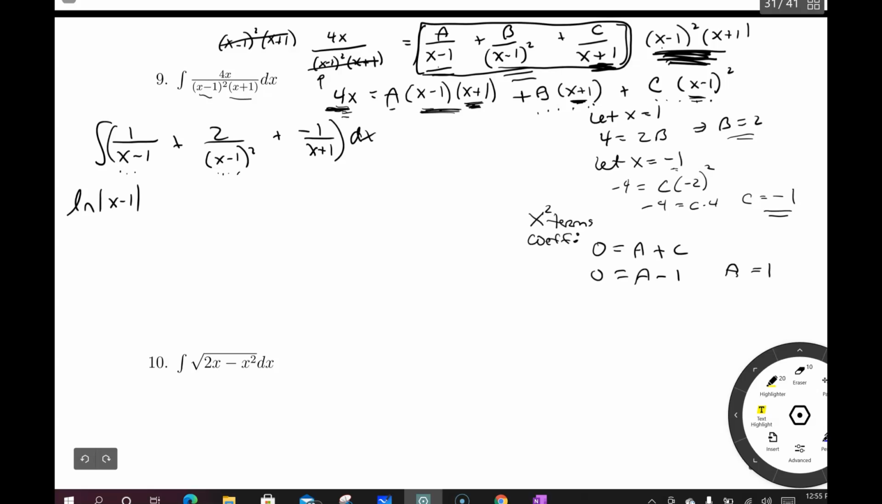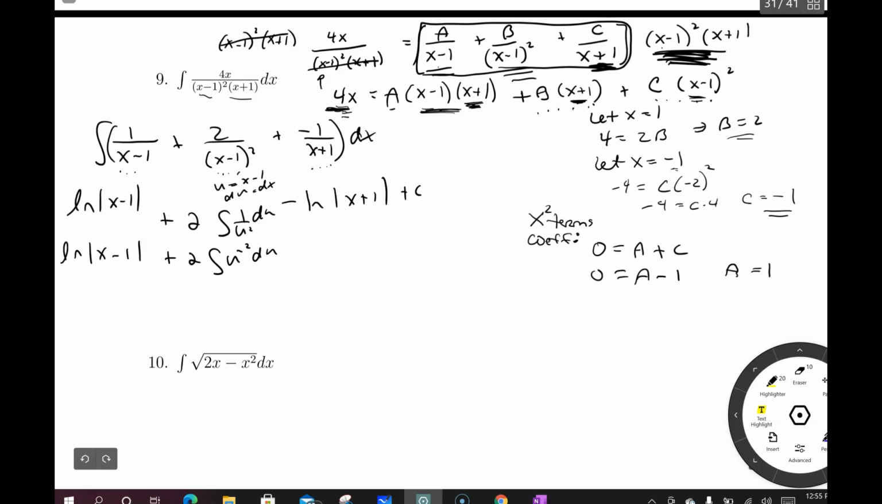This one here, I'm going to need a u substitution. So du will be dx. So I'll have plus 2 times 1 over u squared. So I'm going to go slow, do that in the next step. This here is an easy ln. So taking some time so I don't make mistakes. So I'm going to rewrite this as u to the negative 2. And I'm going to add 1 to the exponent. Put it over that same number.